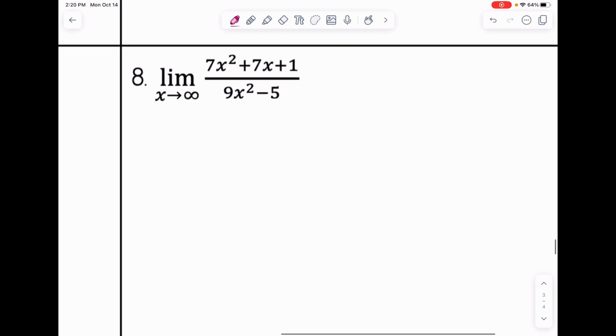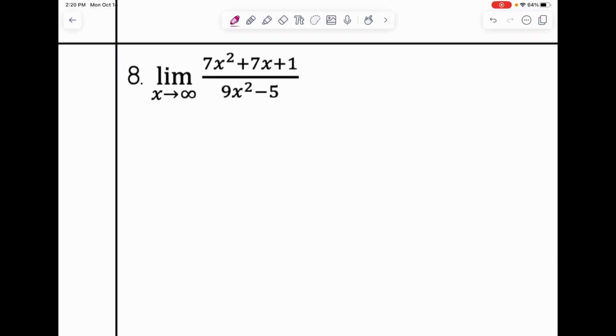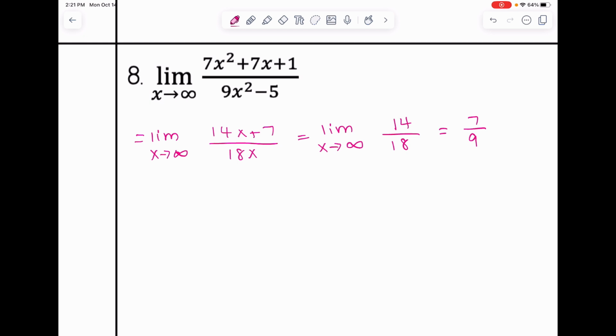And for our last one here, number 8, when we plug in, we are going to get infinity over infinity. So let's take the derivative. We're going to get 14x plus 7 over 18x. But those numbers are still very large. So when I plug in for the limit, I'm going to get infinity over infinity again. So now let's take the derivative. I get 14 over 18, which is 7 over 9, and that's our answer. You might also notice that that's the ratio of the leading coefficients in this problem, and that comes out to be our answer for number 8.